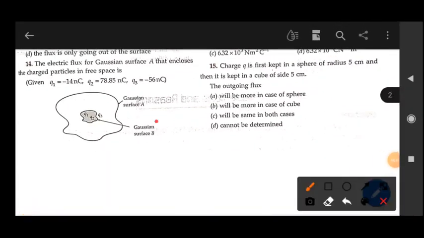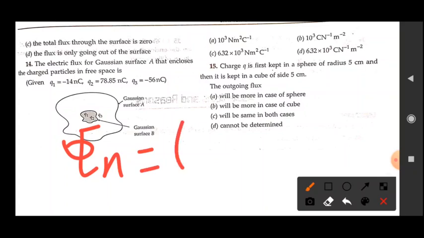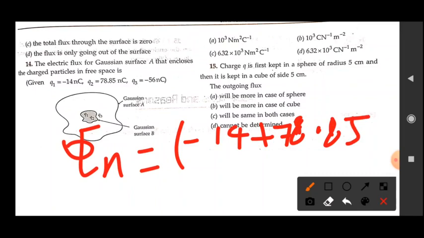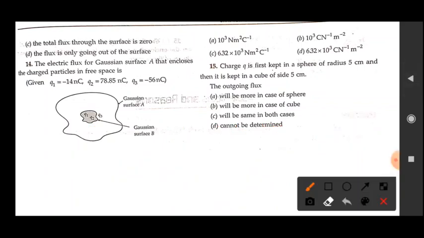Now you can calculate the value of q net in this case. q net is the sum of these three charges. The charges are given as q1, q2 and q3. q1 has value minus 14 nanocoulomb, q2 has value 78.85 nanocoulomb, and q3 is given as minus 56. If you calculate this value, you will get 8.85 after the solution. So this is the value in nanocoulomb that we have got.